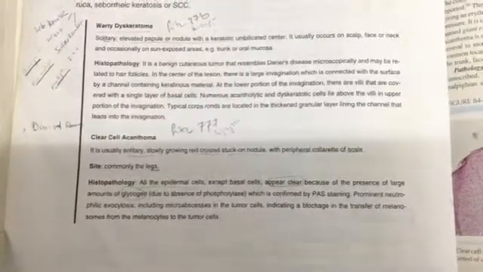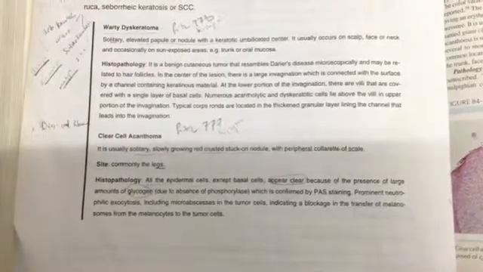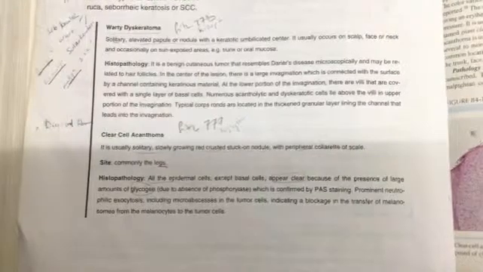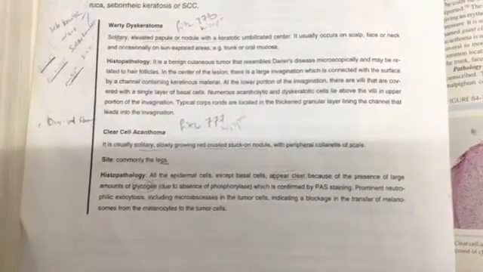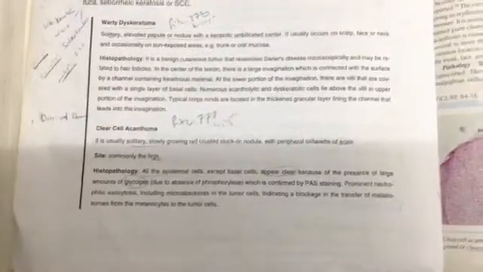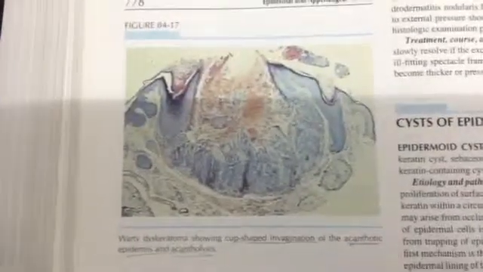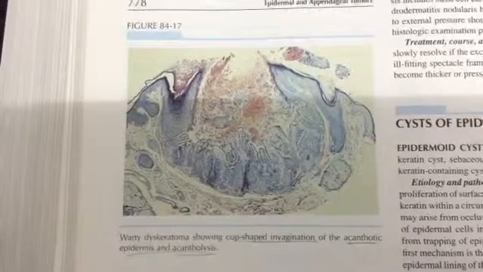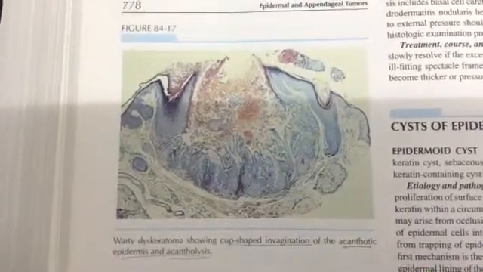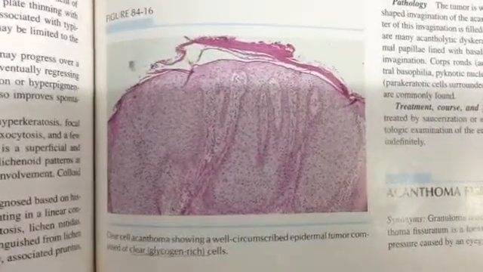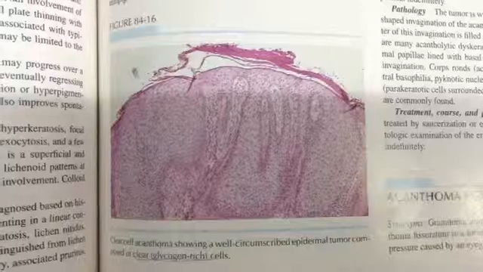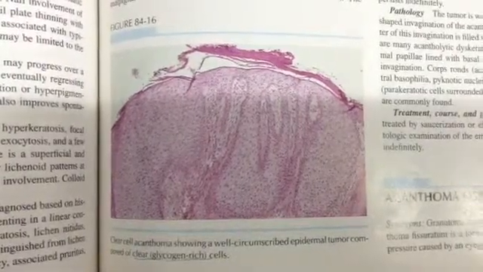And here the most important point is that the epidermal cells, except the basal cells, appear clear because of the presence of a large amount of glycogen due to absence of phosphorylase. This is the histopathology of the two: warty dyskeratoma and clear cell acanthoma. Warty dyskeratoma shows cup-shaped invagination of the acanthotic epidermis and acantholysis. Clear cell acanthoma is a well circumscribed epidermal tumor composed of clear glycogen-rich cells.